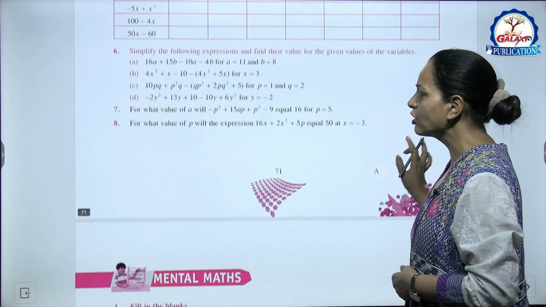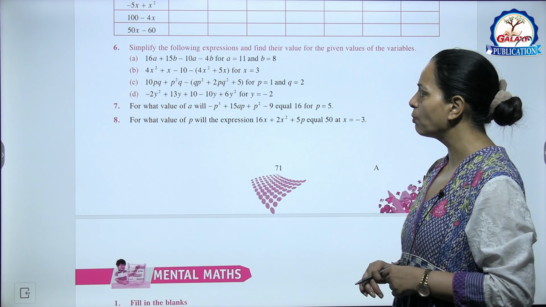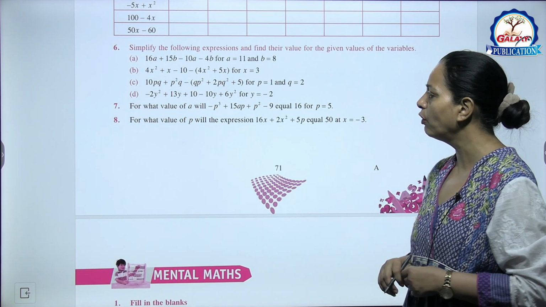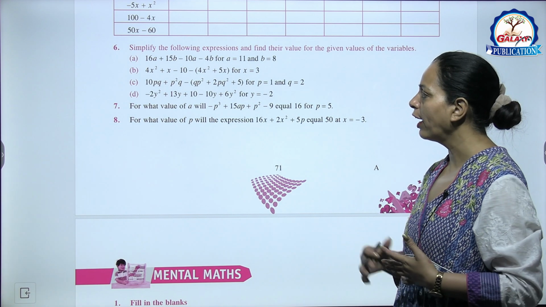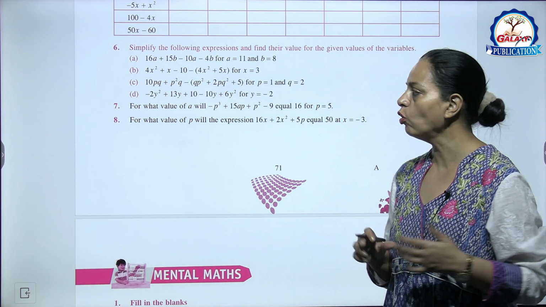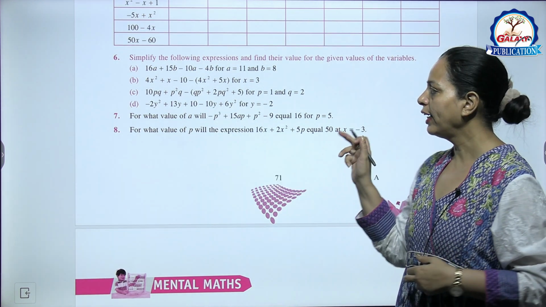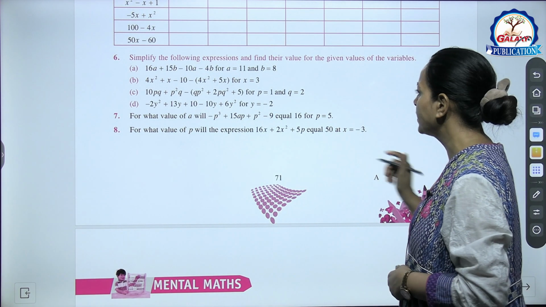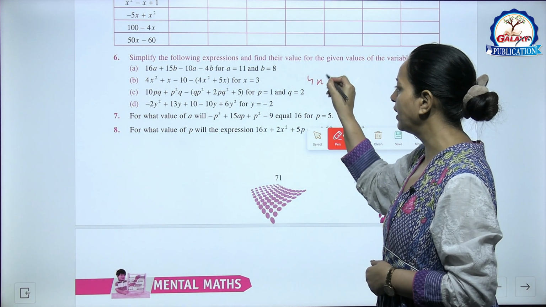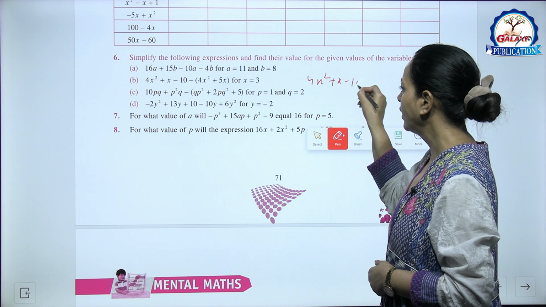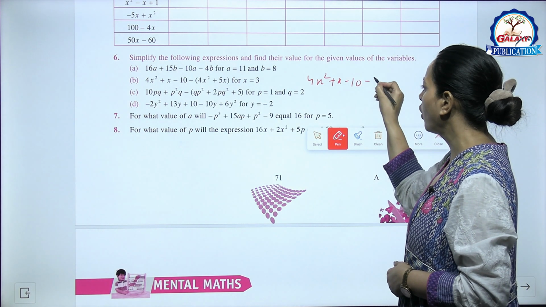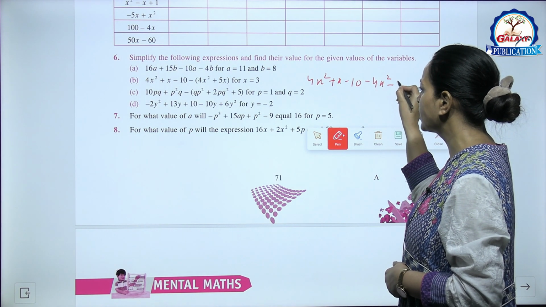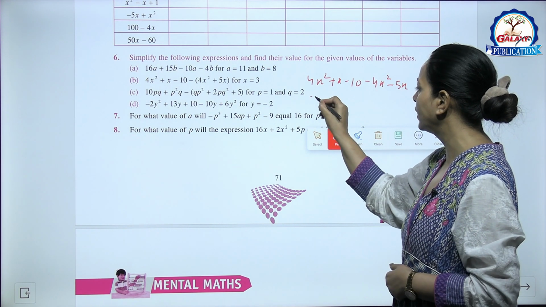Okay. Now the sixth question, simplify the following expression and find their value for the given values of the variable. First हमें simplify करना है और फिर variable की value को substitute करना है. Like B part 4x square plus x minus 10, and here before second expression we have minus sign. So now open the bracket means change the sign of the terms. So we are getting this.